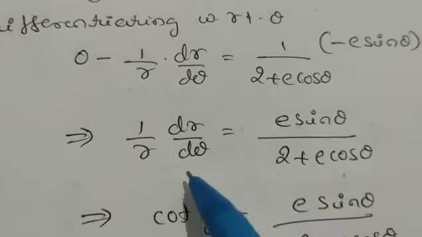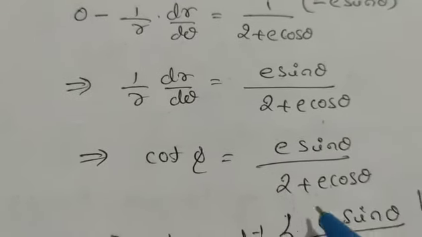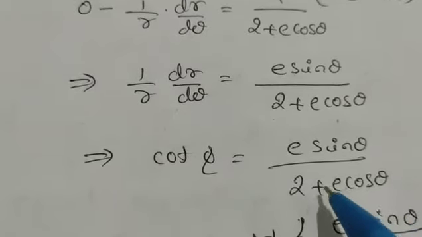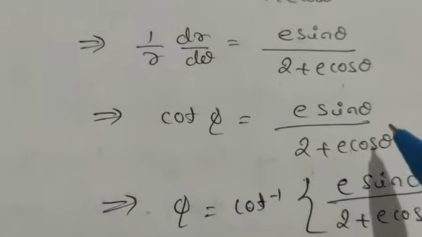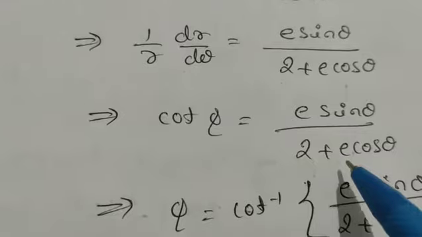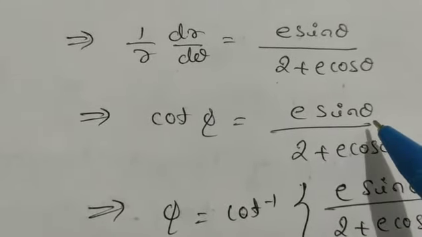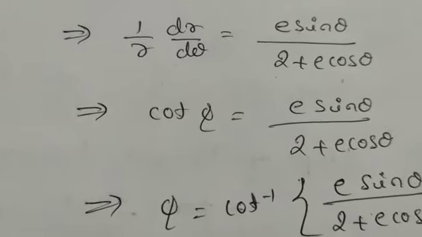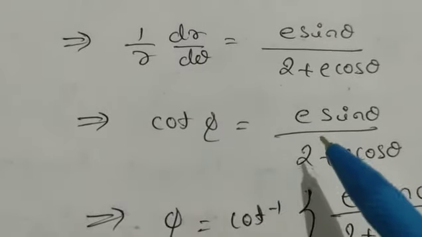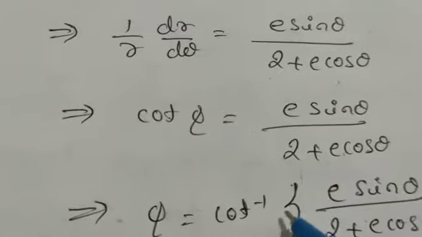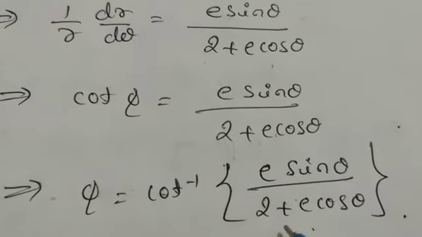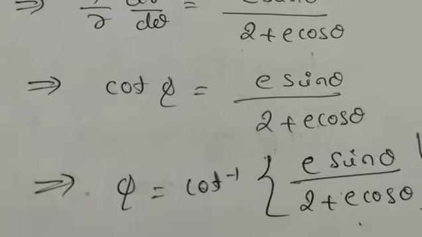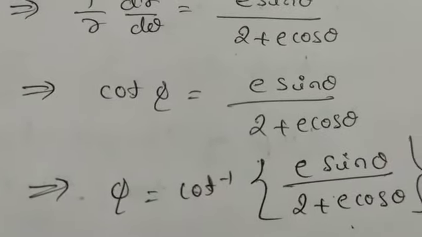And this LHS is cot phi and this RHS is as it is, because here we cannot simplify this one. If you simplify this, again there is no meaning because it remains the same. So here we cannot express this RHS in terms of cot theta. So you have to keep this as it is. This implies phi is equal to, taking cot to the RHS, it becomes inverse, cot inverse of e sin theta divided by 2 plus e cos theta. This is the required angle between the radius vector and tangent to the given curve.